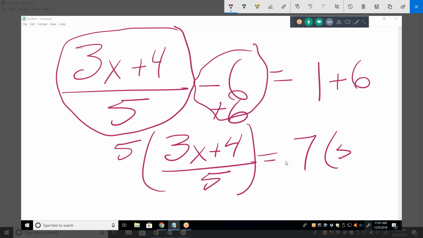So we multiply 4 2 by 5 2? No, we don't have to, because this 5 cancels that 5. We don't have to distribute that 5. Normally you would. We'll do some problems like that, that's coming. But it just equals 3x plus 4 equals 35.